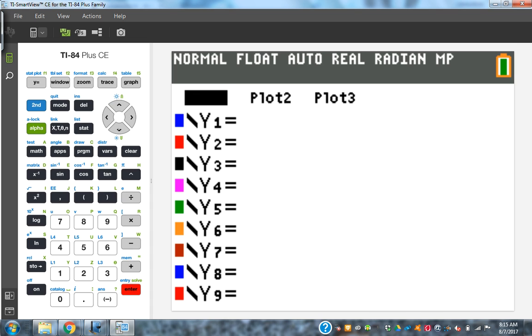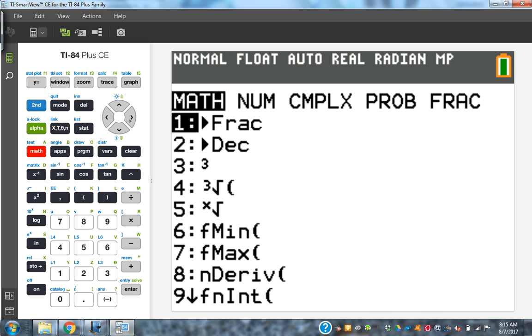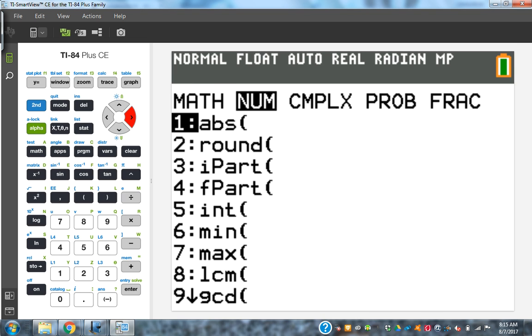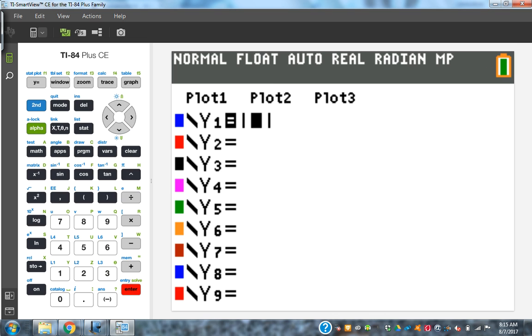Okay. And then I'm going to put in that absolute value of x. So to do that, to get the absolute value with the calculator, you can hit the math button. And then we take the absolute value of a number. So we press over to the right. And that first option, ABS, stands for absolute value. And I just hit enter.